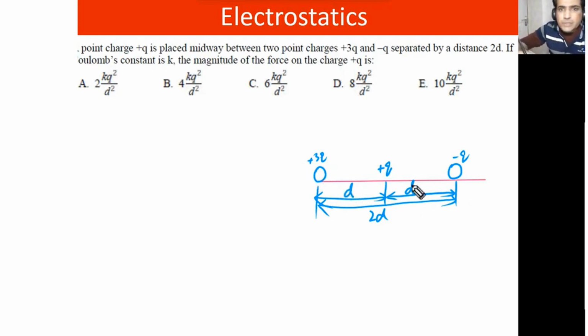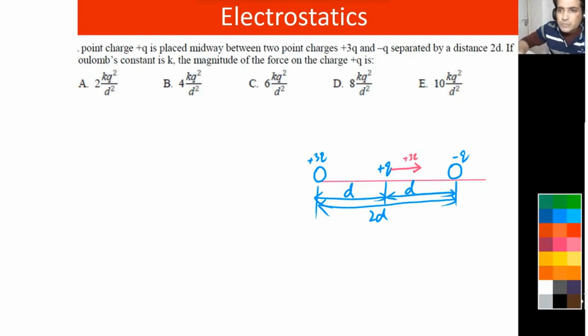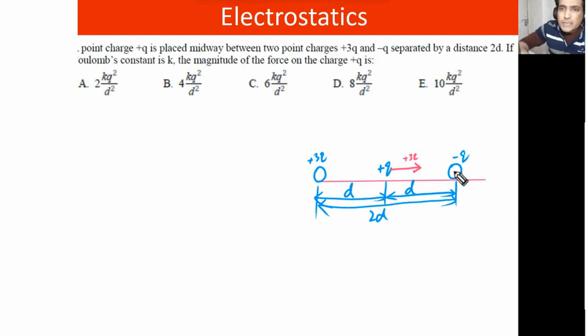So in this case, you need to understand that if this is a positive charge, the force due to this one will be this way. So the force due to plus 3q will be this way. But this is a negative charge, so for the negative charge we understand it will also apply force this way. So the force due to minus q also will be this way.